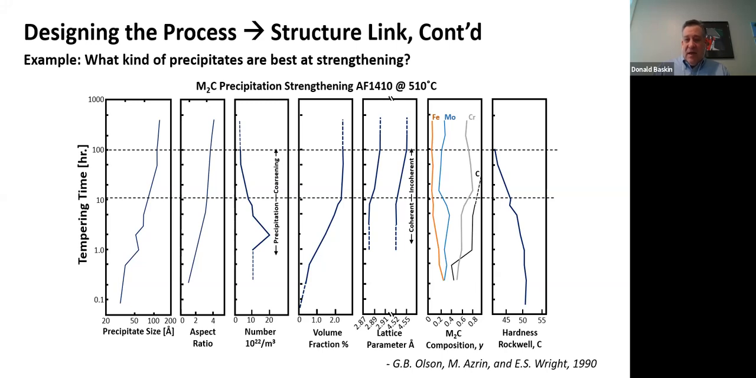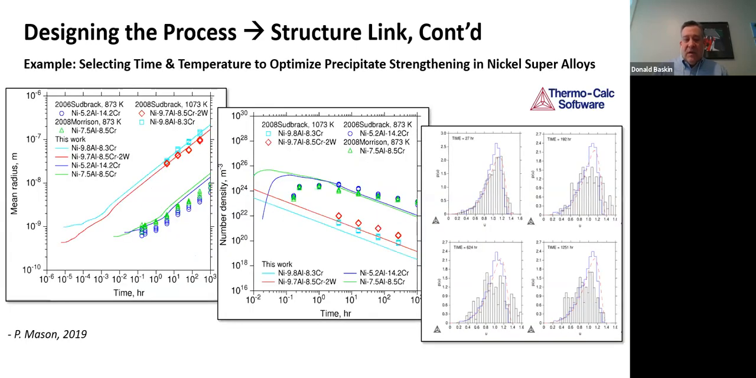Whereas now, for the thermodynamic modeling of these phenomena, these changes in precipitate size, volume fraction, and aspect ratio, we have very good models that use thermodynamic equations to figure out what these different parameters look like, as far as size with tempering temperature, or aspect ratio, or number density.